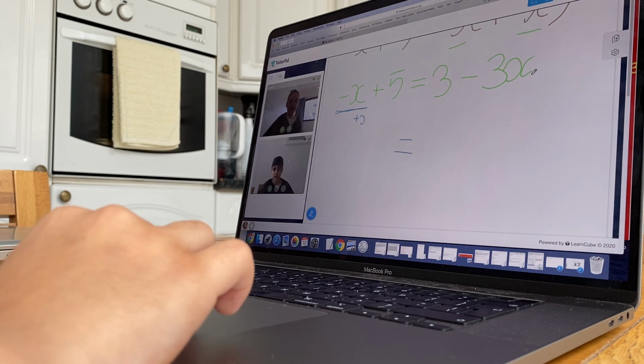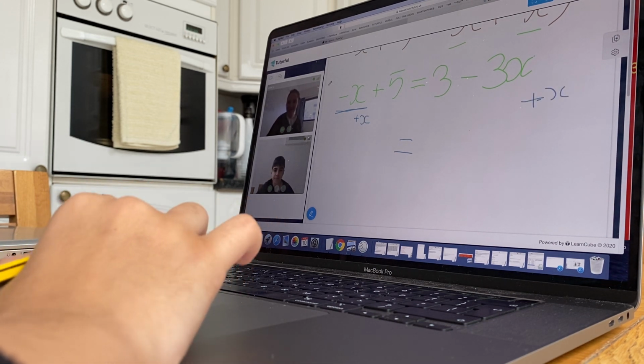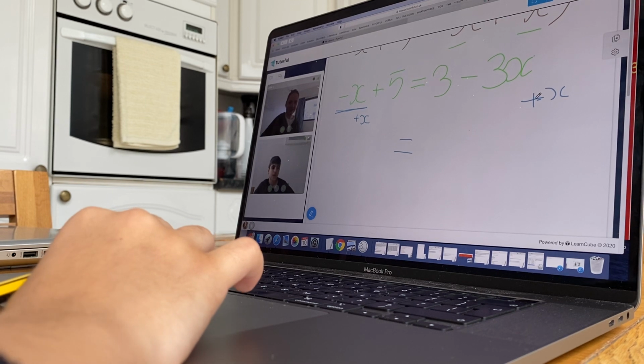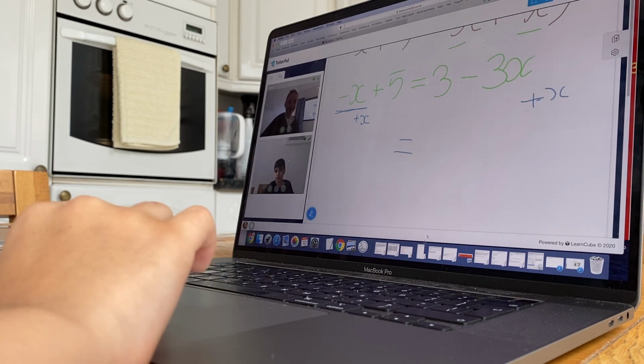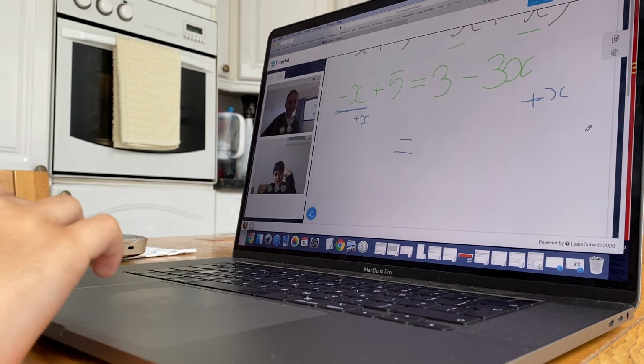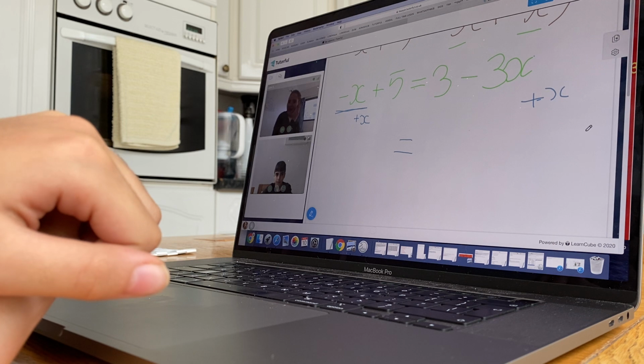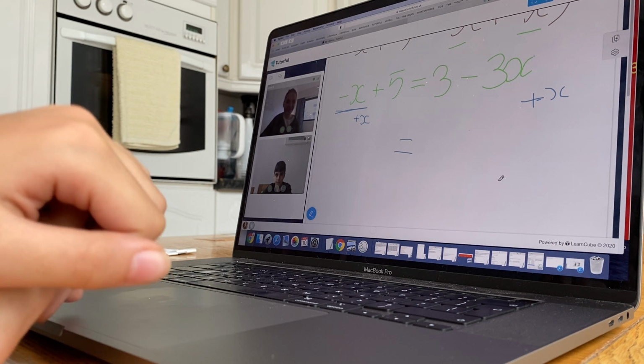We just add 1x on both sides, so we're adding x on both sides. On the left-hand side, what have we got left once we've added x to everything? 0. This guy here is going to be 0. What about the 5? What happens to the 5? Have we changed anything about the 5?